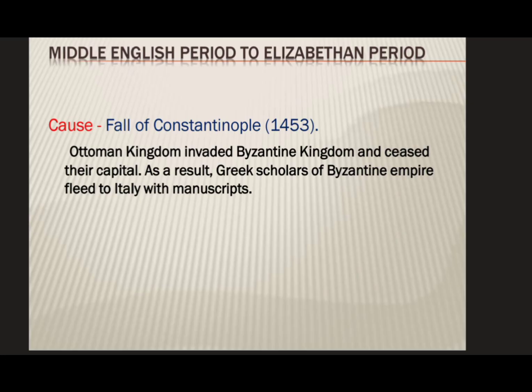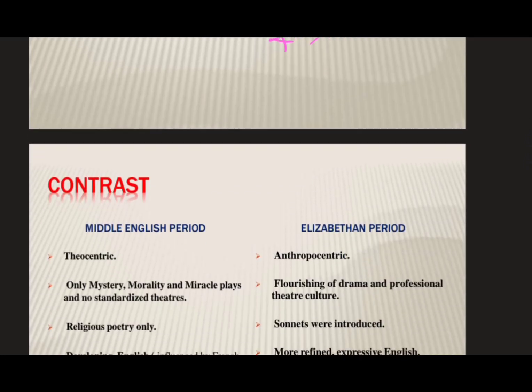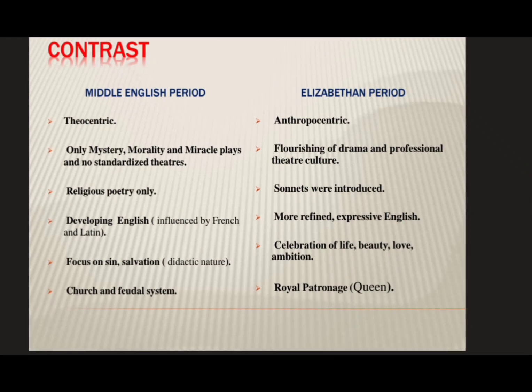As a result, Greek scholars of Byzantine Empire fled to Italy with manuscripts. So whatever manuscripts they had, the Greek scholars of Byzantine Empire, when Ottoman kingdom captivated Byzantine kingdom, they fled with those manuscripts to Italy and Europe. That led to the change or revival of literature. So we call it the age of Renaissance in England. Let's see the contrast between Middle English period and Elizabethan period.